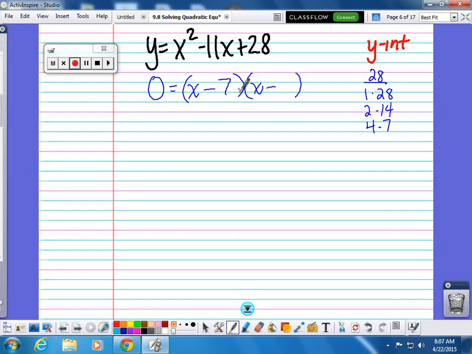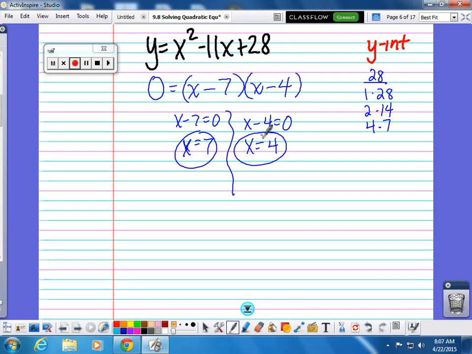7 and 4. So the zero product property says that if this times this is 0, that either this is 0 or this is 0 or both. And so we have to find 2 solutions. We set them equal to 0. Over here we add 7 over here we add 4, and there's our 2 x-intercepts. What would you do if it was like a 3 in front of the x or something? If 3 for the x squared, we could do bottoms up or we could do trial and error.